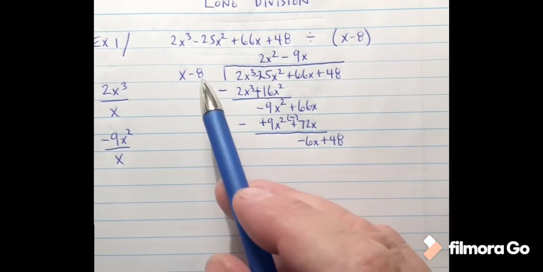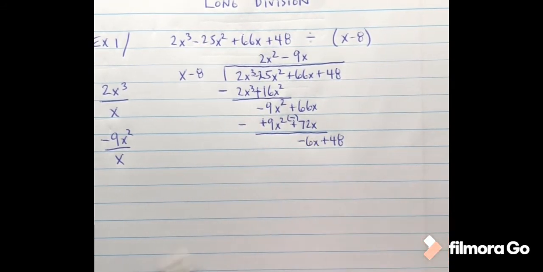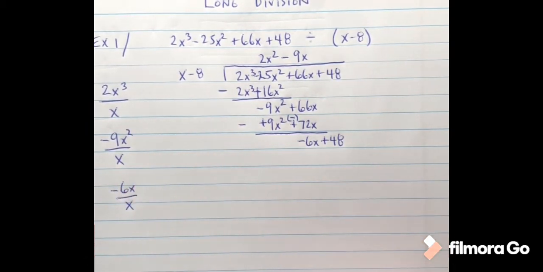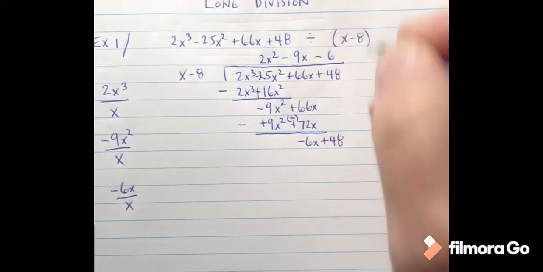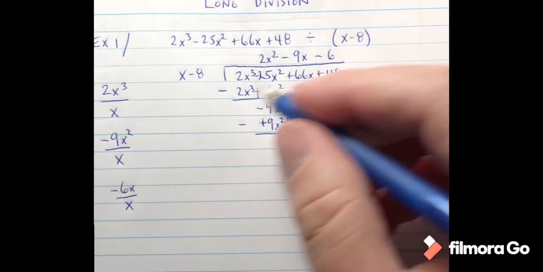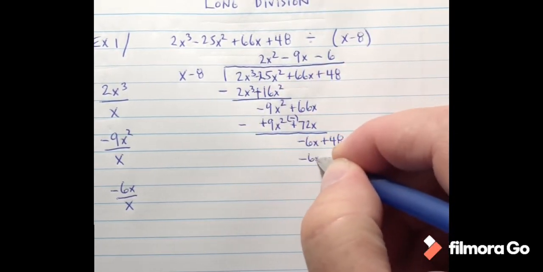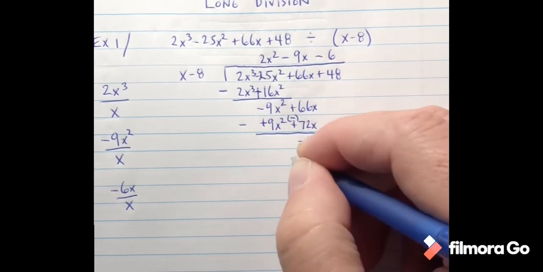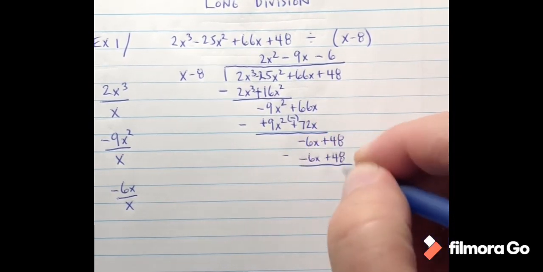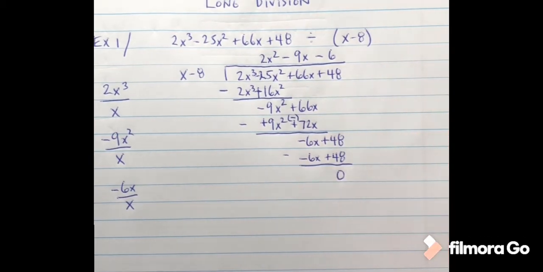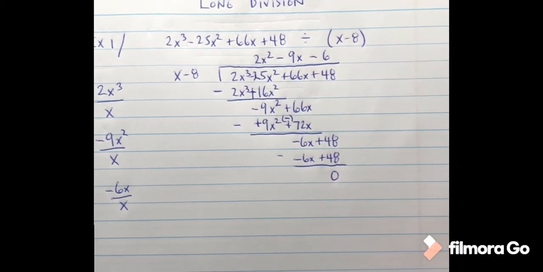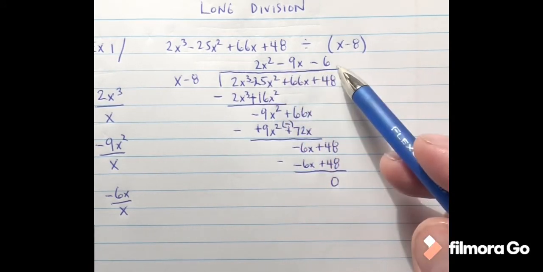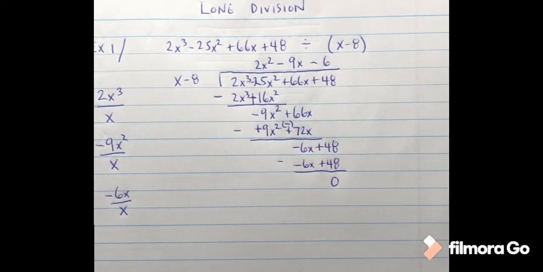Again, ask myself, x times what gives me negative 6x? So you might think of it as negative 6x over x. That's just going to be negative 6. Well, that gives me negative 6x plus 48, which now when we subtract, again it changes both signs, we're left with a remainder of 0. So in this case, the answer is 2x squared minus 9x minus 6.